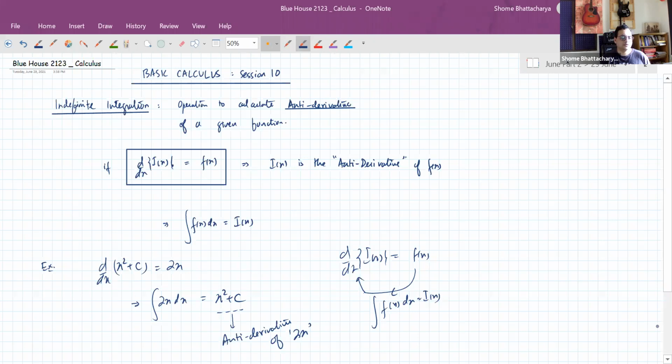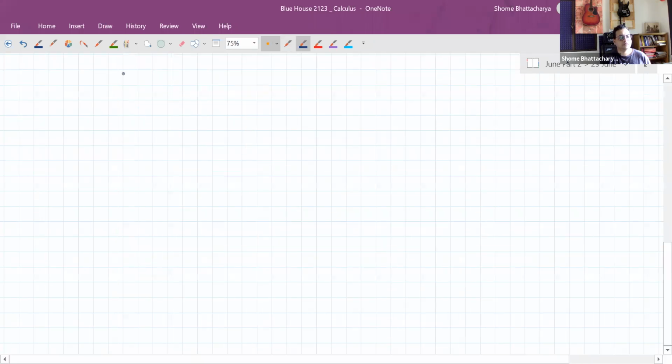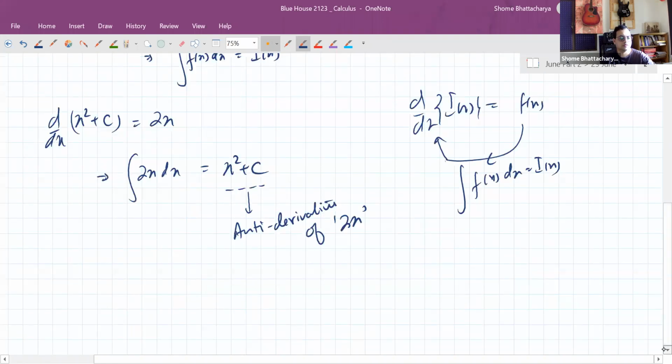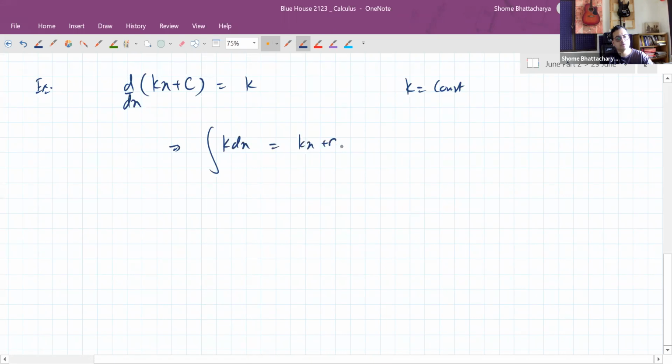Okay, so to that extent, what we had seen is that we know that differentiation of any linear term is a constant. So k is a constant over here. So that means integration of this should be equal to a linear function. So for example, integration of 5 is 5x plus c, where c is any real number.